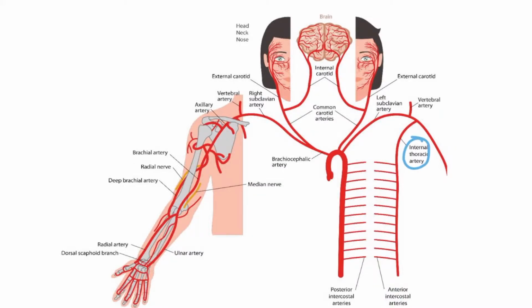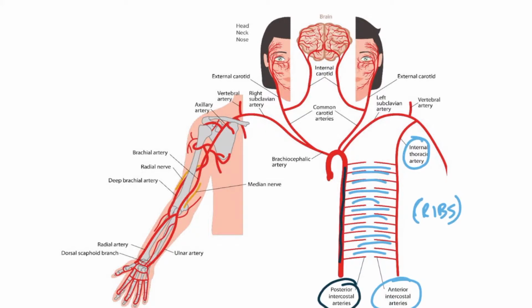So we can see the internal thoracic artery labeled here, and this gives rise to the anterior intercostal arteries. These arteries then travel along the ribs. Now the posterior intercostal arteries will arise from the descending thoracic aorta, right here. So blood will run through these posterior intercostal arteries and meet the anterior intercostal arteries halfway, each supplying the ribs.